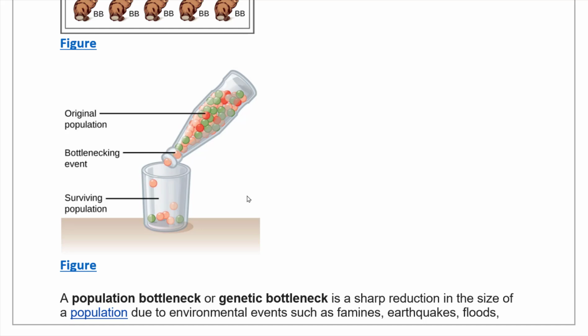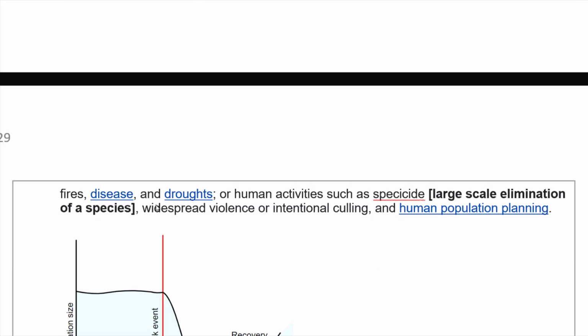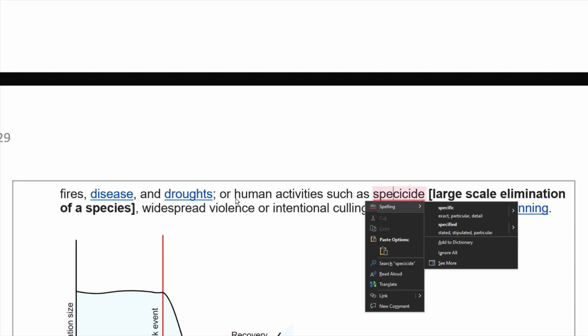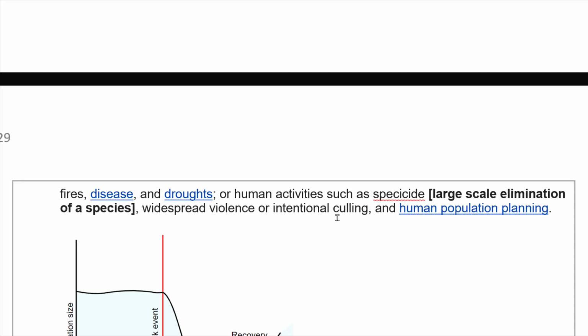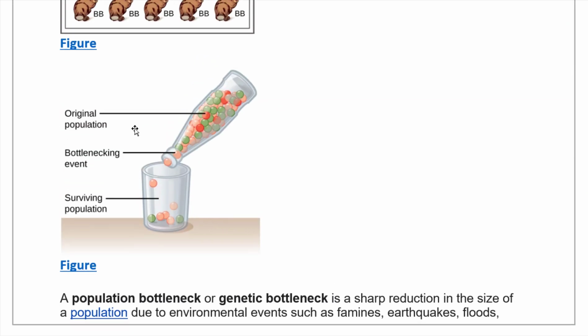And another example of an evolutionary process is the bottleneck, or population bottleneck, or genetic bottleneck. It is a sharp reduction in the size of a population due to environmental events such as famines, earthquakes, floods, fires, disease, and droughts, or human activities such as speciecide, basically large-scale elimination of a species. And also widespread violence or intentional culling and human population planning. You have a bunch of mechanisms in there.